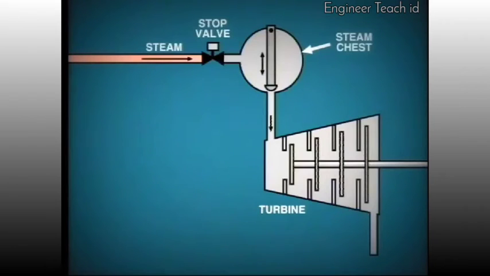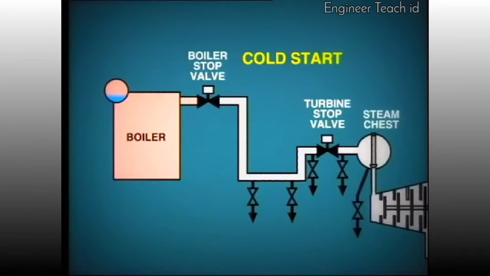Once the turbine stop valve is open, steam passes into the steam chest, and from here it is admitted into the turbine through the control valves. During a cold start of this unit, we would need to charge the main steam line from the boiler's stop valve down to the turbine stop valve. However, with steam pressure on one side of the valve at, say, 900 psi and 0 on the other, we would find it quite impossible to open this large valve.